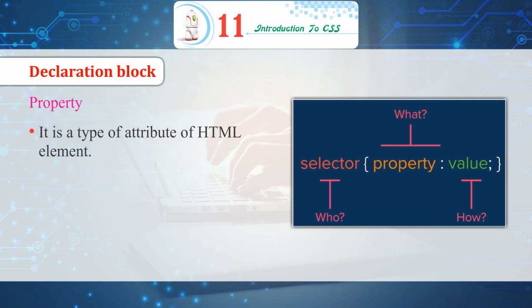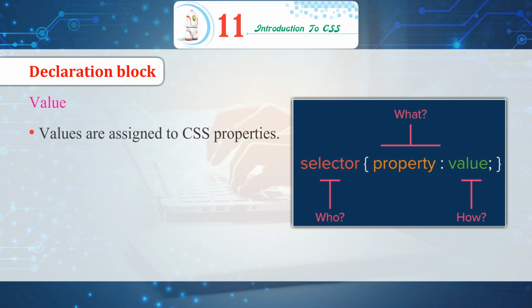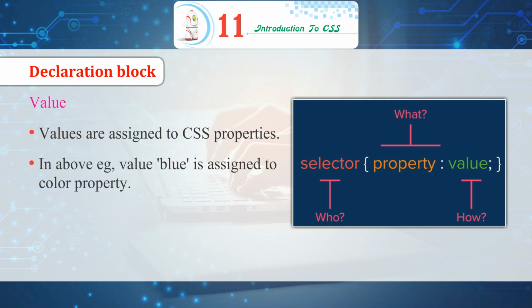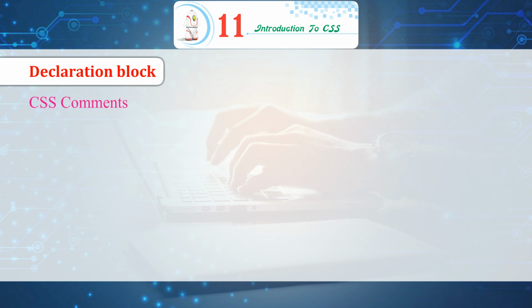Property: It is a type of attribute of HTML element. It can be color, border, align, etc. Value: Values are assigned to CSS properties. In the above example, value blue is assigned to the color property.